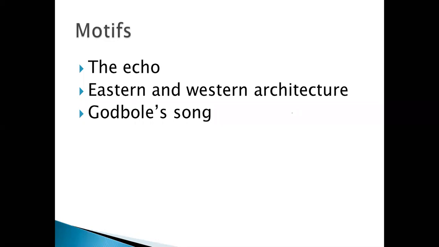So what happens over there? If you make even a noise, it will come back to you again and again. That is called echo, and echo is something that you'll find in this novel. Eastern and Western architecture, you will see here again and again, and Godbole's song. So motifs are also something that you need to study. All these things are interrelated to each other.